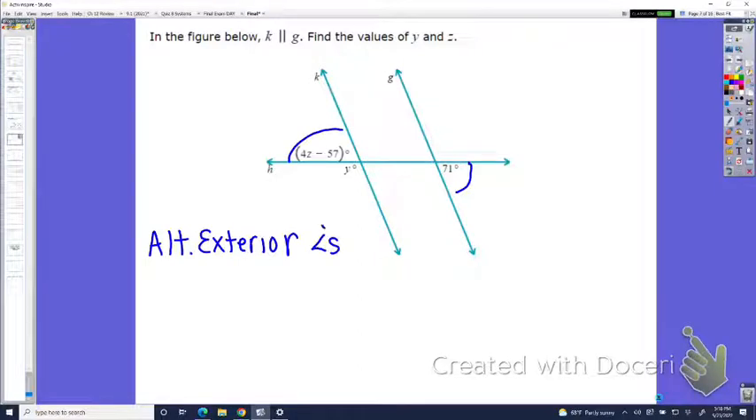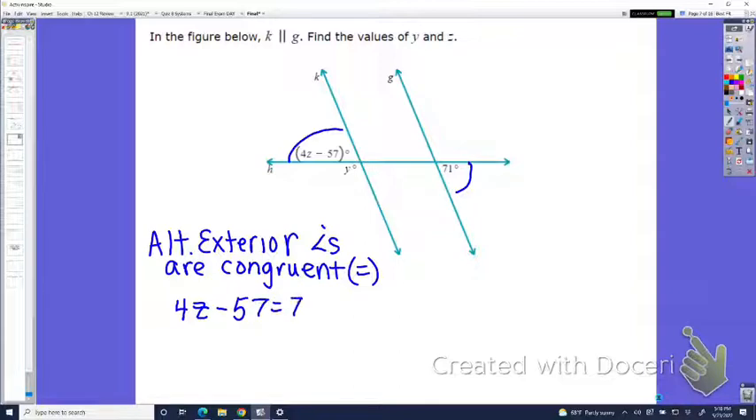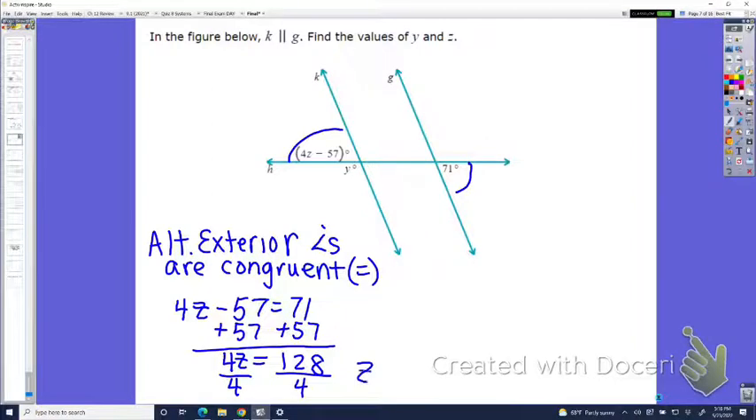And those are congruent or equal. So first I'm going to set an equation up that says 4z minus 57 equals 71. And I'm going to solve for z. So I'm going to add 57 to both sides. It's 128 equals 4z. Divide both sides by 4, and z equals 32.